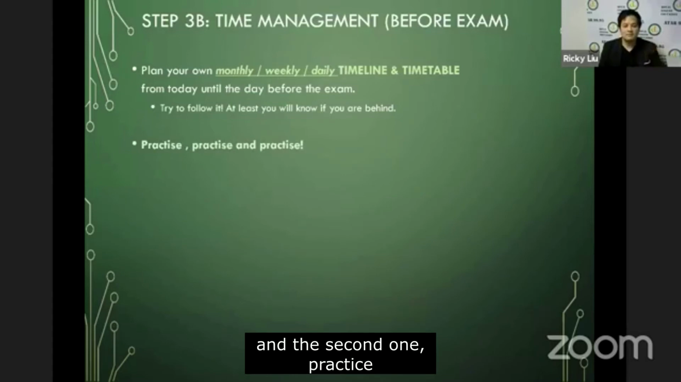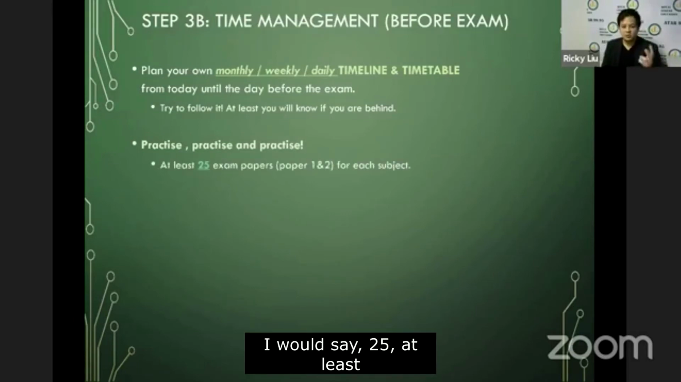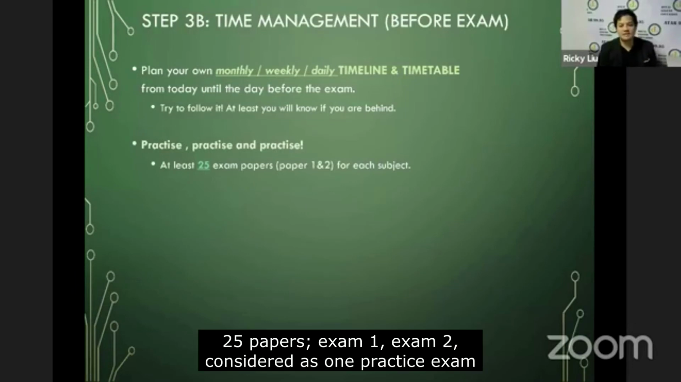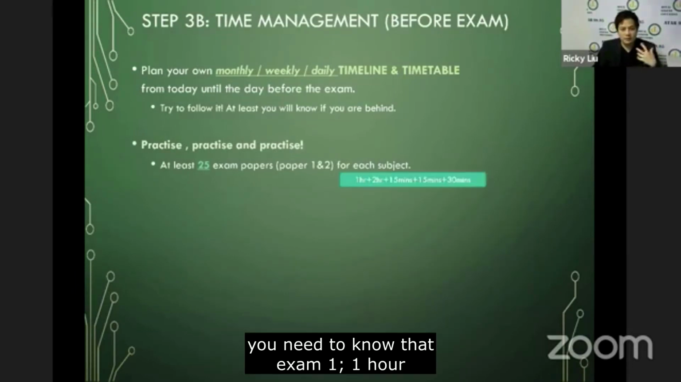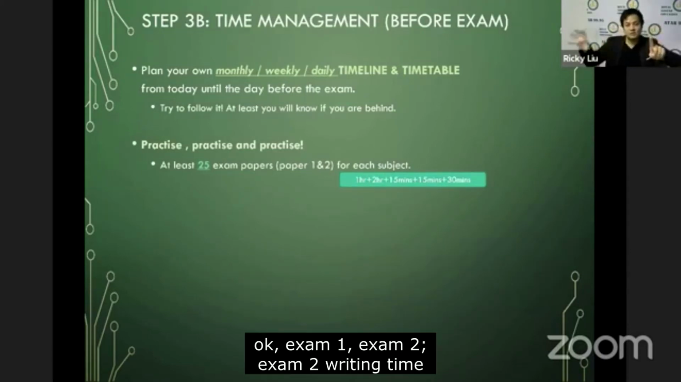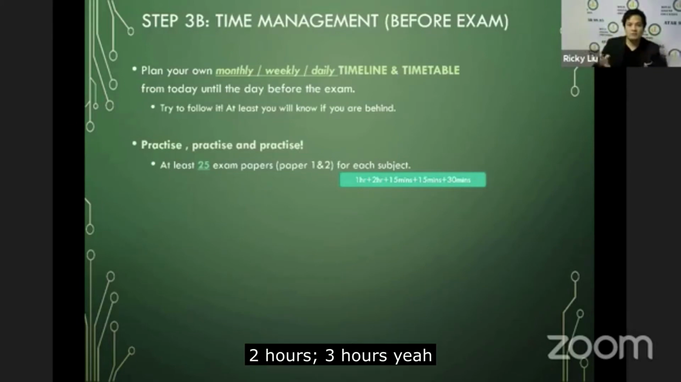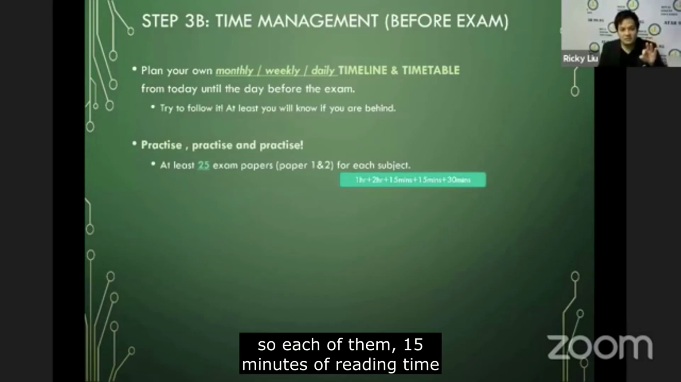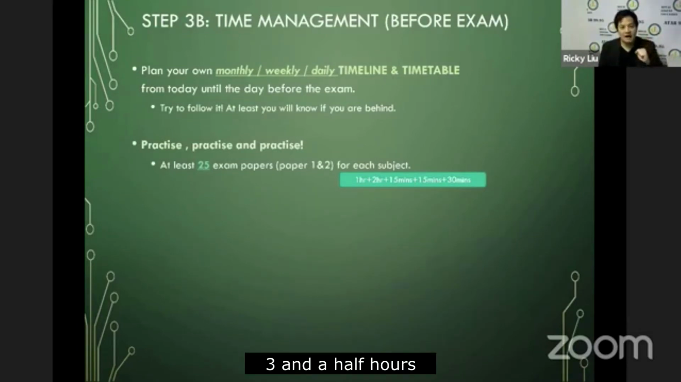And the second one, practice. Okay, you need lots of practice. Yeah, but how much practice? I would say 25 at least. 25 papers. Exam 1, exam 2, consider as one practice exam. You need to know that exam 1 is 1 hour. Okay? Exam 2 writing time is 2 hours, 3 hours, yeah? Just now I said reading time is super important. So each of them, 15 minutes of reading time, 3.5 hours.